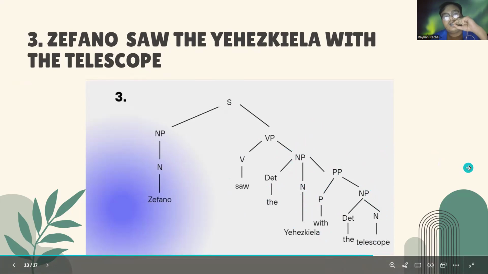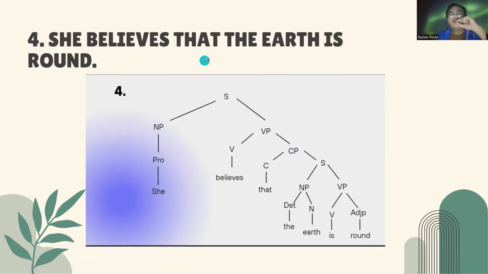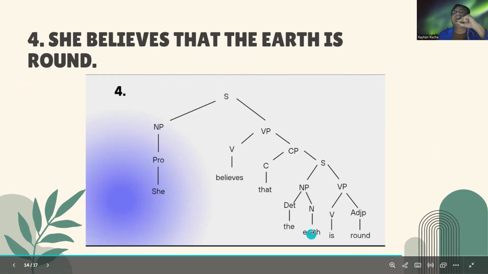And then we are moving on to: she believes that the earth is round. Same as before, divided into two, noun phrase and verb phrase. In the noun phrase we have a pronoun, the word she, and then in the verb phrase we have a verb, the word believes, and another phrase, the complementizer phrase, which has the word that, and then we divide it into another sentence that also has a noun phrase and a verb phrase, which can be divided into the determiner, the word the, and the noun, the word earth, and the verb phrase, with the verb is, and the adjective, the word round.